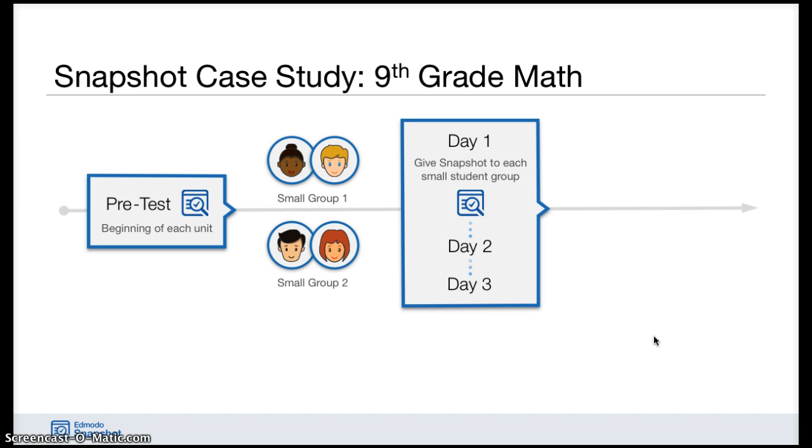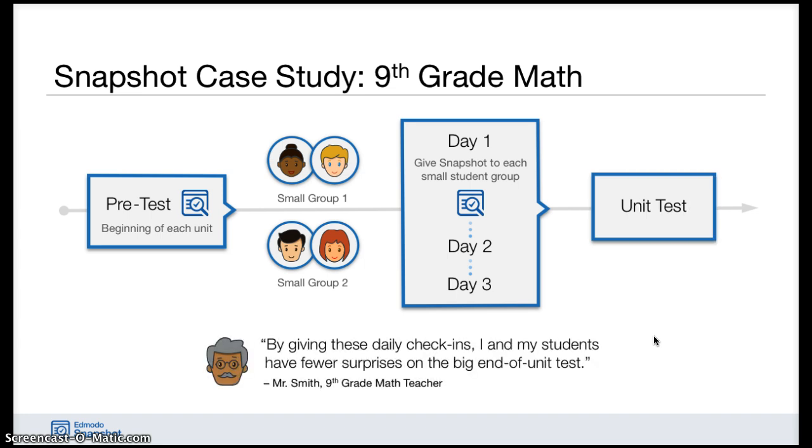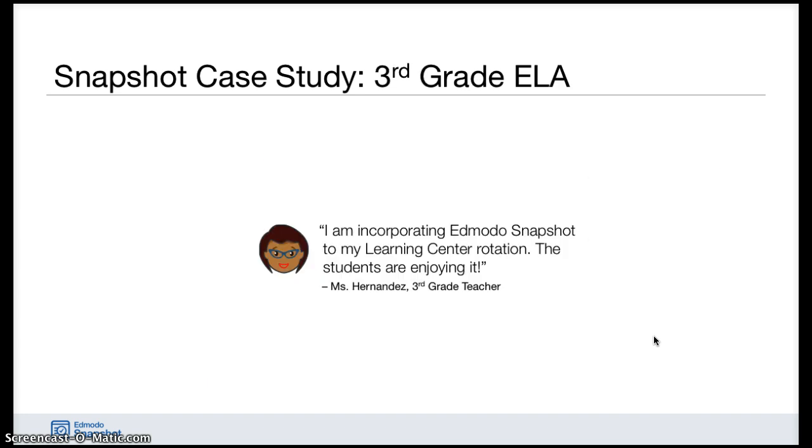You could then give a snapshot to each small group that may be different. For example, maybe group 2 struggled with a certain area, so you gave them a different snapshot than group 1. Then obviously that would lead eventually to your unit tests. So this ninth grade math teacher felt like the students didn't have any surprises at the end of the unit test because they were being checked on a regular basis throughout.